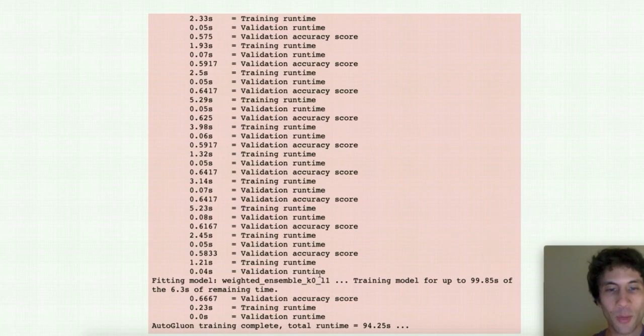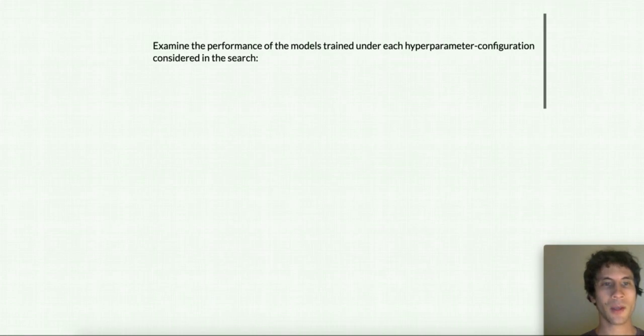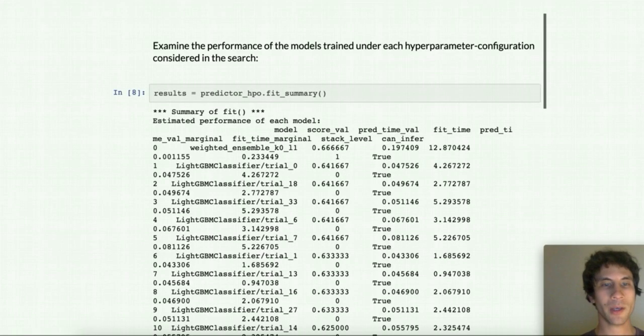And finally, we also still apply ensemble selection since it's so cheap to create a weighted ensemble of different LightGBM models now under different hyperparameter configurations. After fit completes, we can examine the performance of all the models trained under different hyperparameter configurations during the HPO process. This can be done using the fit summary method applied to our trained predictor.